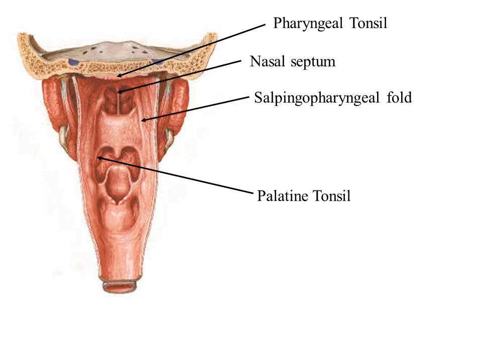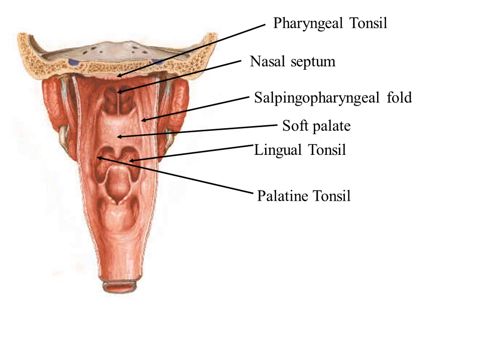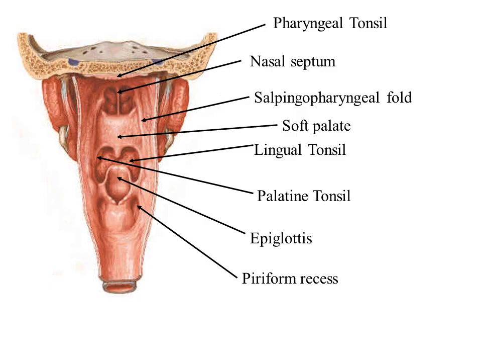The nasal septum, the salpingopharyngeal fold, soft palate, and these are the lingual tonsils. This whole group of tonsils is forming what's called Waldeyer's ring, and this is the pyriform fossa or recess, one of the contents of the laryngopharynx.